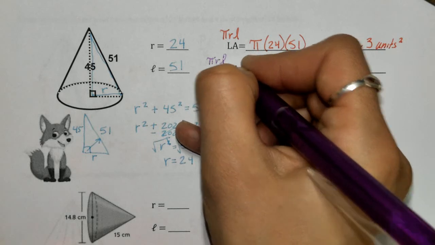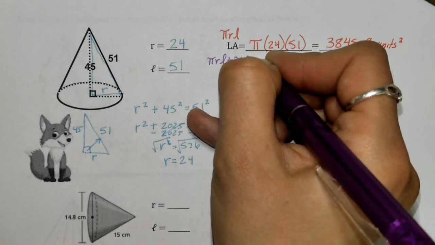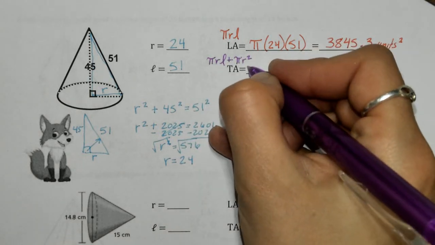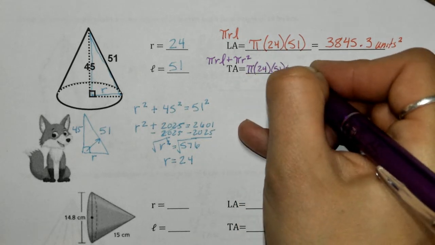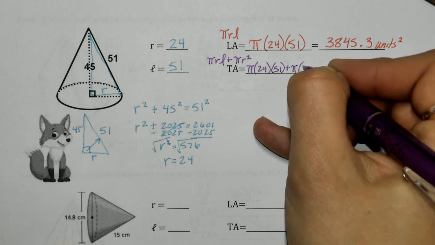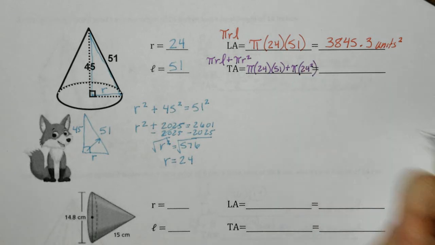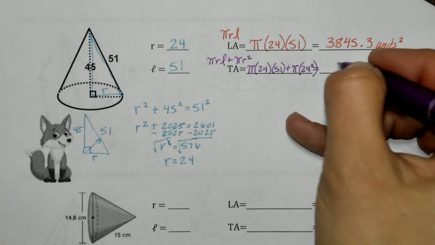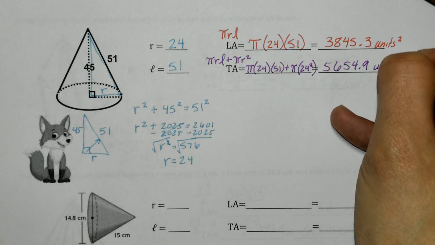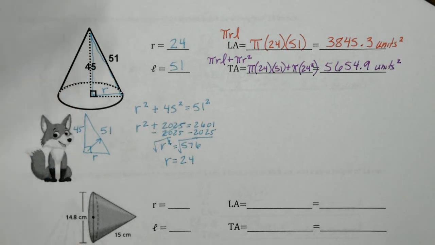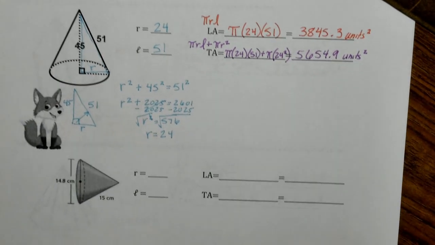Pi times radius times slant height plus pi radius squared. All right, substitute in pi, radius of 24, slant height of 51, plus pi, your radius squared, 24 squared. Or just add pi 24 squared to 3,845.3. Hoping that you've paused it and calculated it on your own. 5,654.9 units squared. Again, if my math is correct. If not, you should know because you should have calculated it.